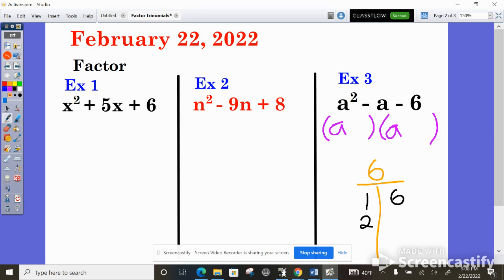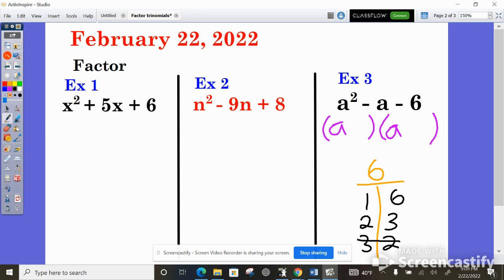Then the number 2, you ask yourself, 2 times what will give me a 6? 2 times 3 would give me a 6. And now the number 3 times 2 would give me a 6 as well, but because we're repeating those two, we stop right there. And then the next question is, which of those two pairs, if I add or subtract, will give me a 1?